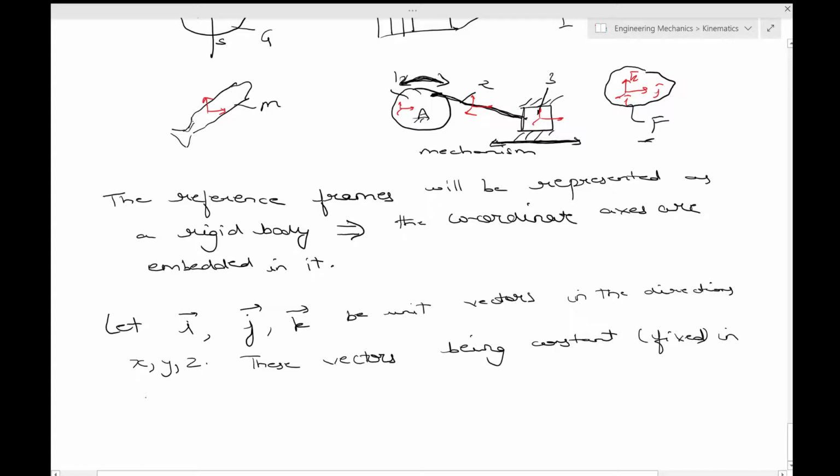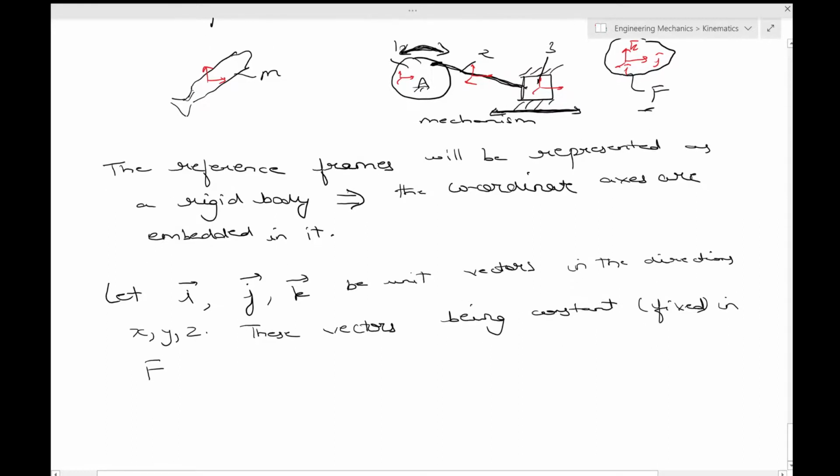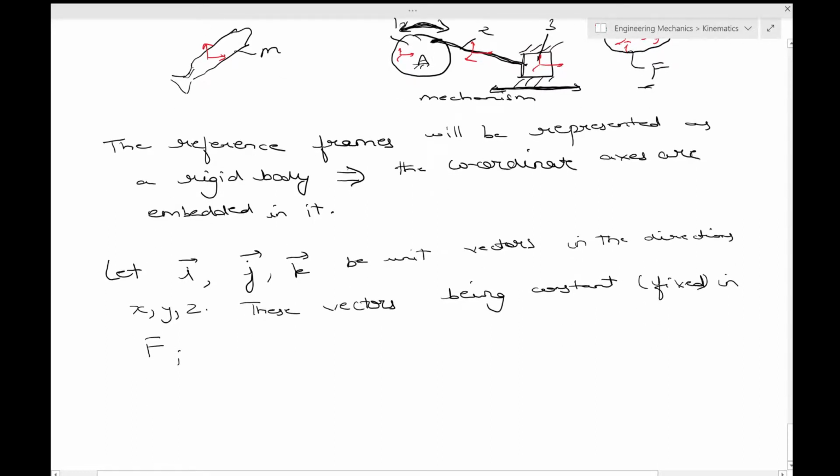Fixed in F. F is the frame of reference, and when we say that a vector is constant, it means that it does not change in magnitude and it does not change in direction. Since i, j, k are the unit vectors, clearly the magnitude will always be 1, but the direction is also remaining exactly the same, which is shown to you.